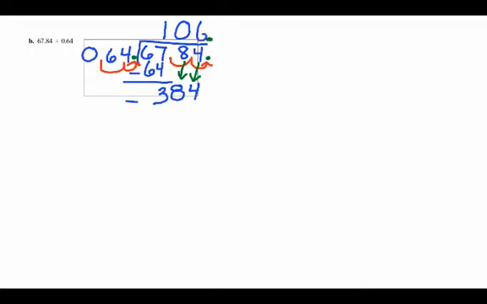We're going to try 6 times. 6 times 4 is 24. Carry the 2. 6 times 6 is 36. Plus 2 is 38. So we have 384 minus 384, which is 0. So our answer is 106, not 16.